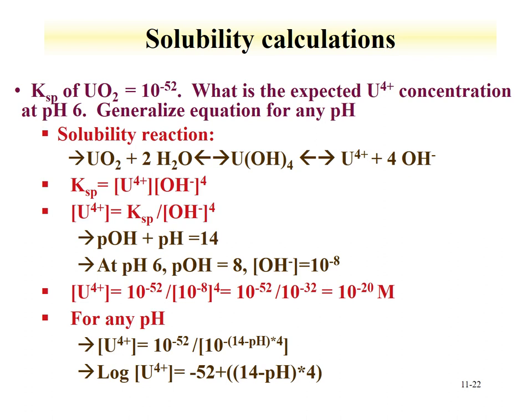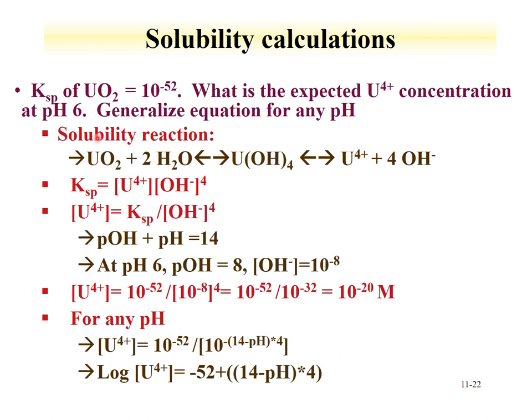We can use this with uranium. Here is a literature value for the KSP of uranium dioxide. The value is 10 to the minus 52. If I use this value, what's the expected uranium 4 plus concentration at pH 6? And then generalize the equation so I can calculate the uranium 4 concentration at any pH. Now, in an actual solution, if the uranium 4 then oxidizes to the 6, your total amount of uranium in solution would be much greater than what you calculate from the KSP. But let's use this as an example.